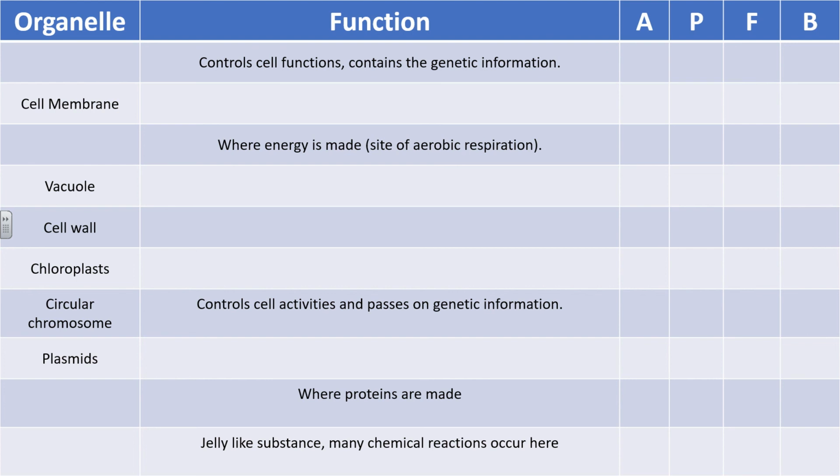Plasmids are small circular chromosomes found in bacterial cells. It contains genes that help cells to function. You look at these in more detail when we come to genetic engineering near the end of the unit. Ribosomes are found in all cell types. This is the location of protein synthesis. The cytoplasm is the location of many chemical reactions. It is a fluid enclosed by the cell membrane and it is found in all cell types.